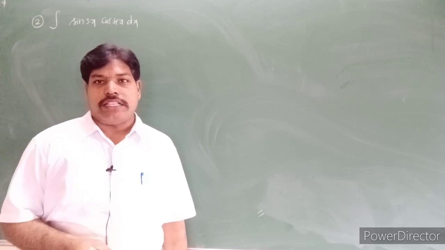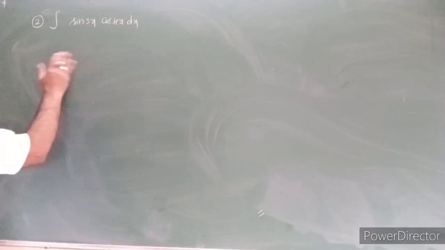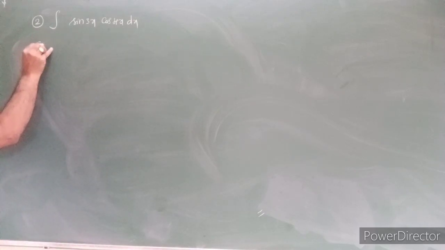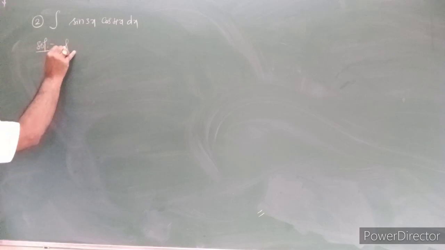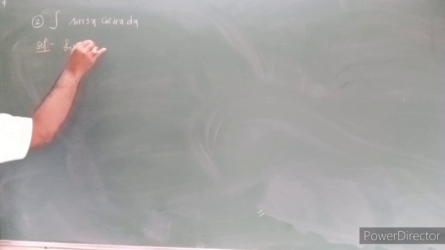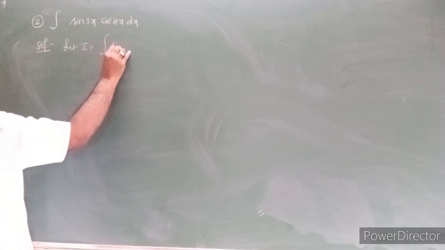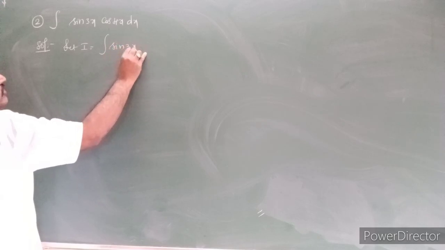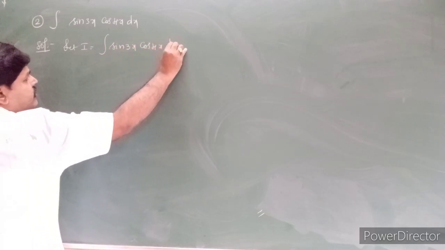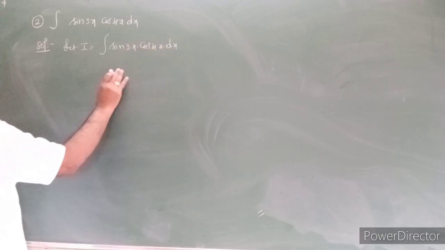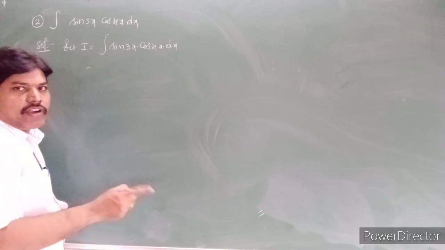So how to solve this question, see that, students. First I will take that solution. Let I is equal to integral of sin 3x into cos 4x into dx. Just I will multiply and divide with 2.